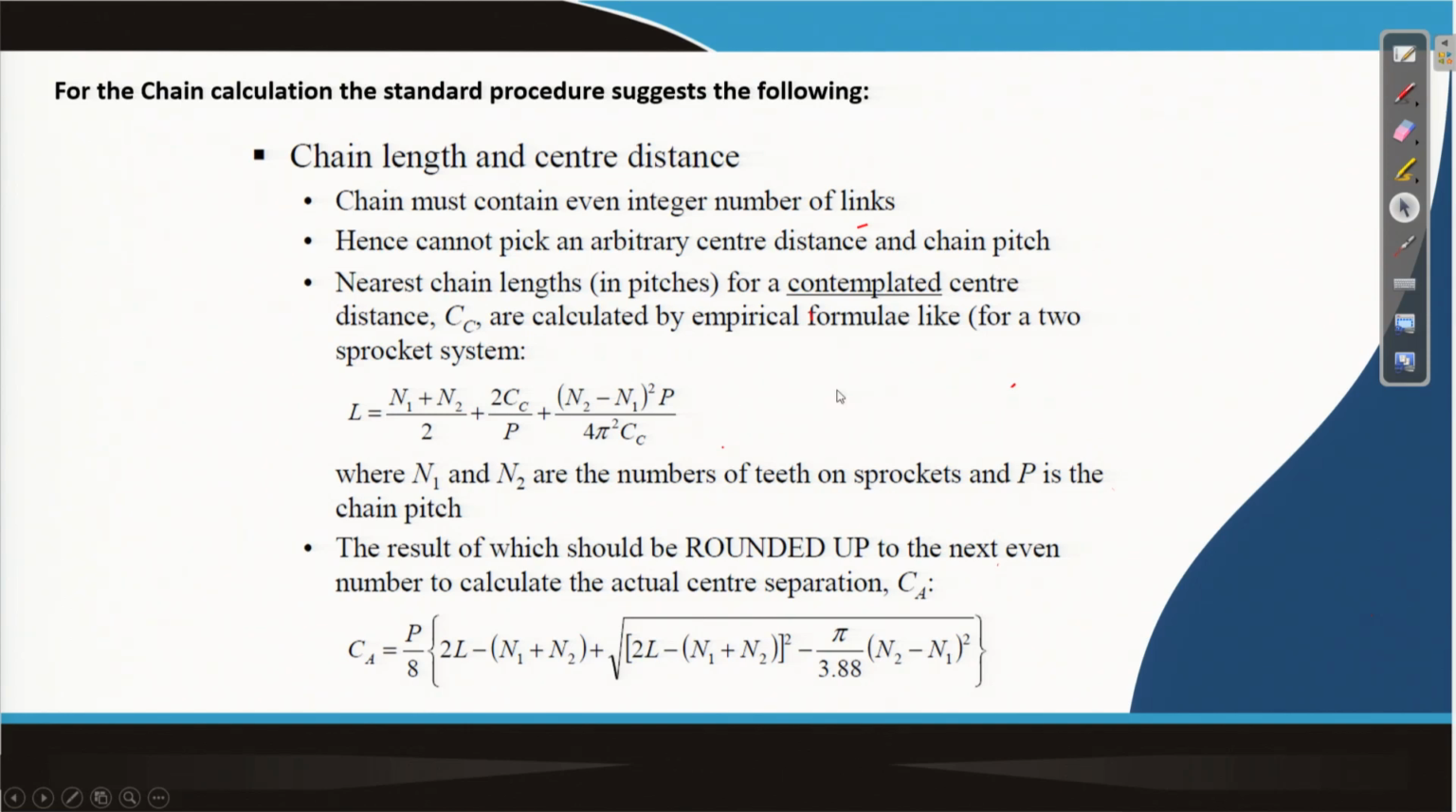Now, for the chain calculations, you need to know the nearest chain length. For that calculation, if you know the chain's driving and driven ratio, the center distance, and the pitch, then you can find out the length of chain required. That is why this is one of the important calculations. Similarly, the center separation can be determined by this equation.